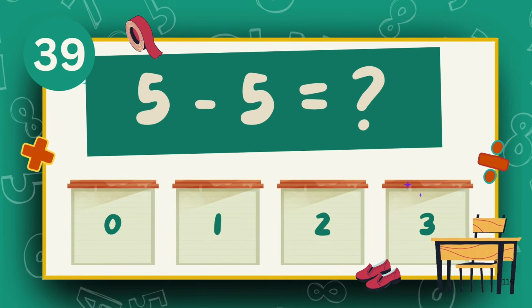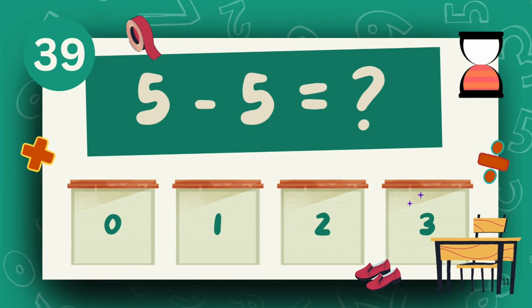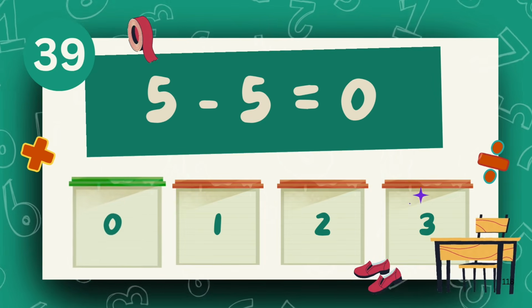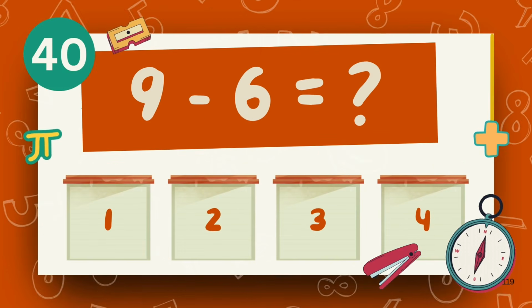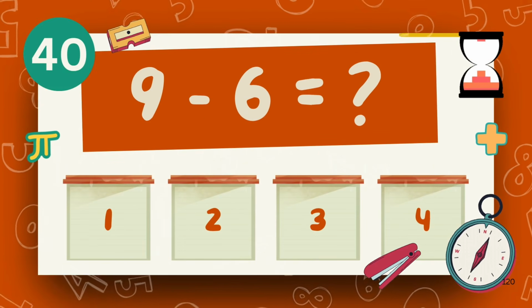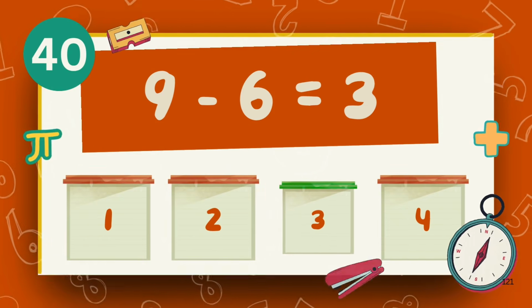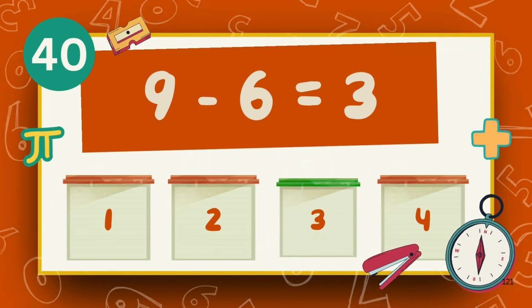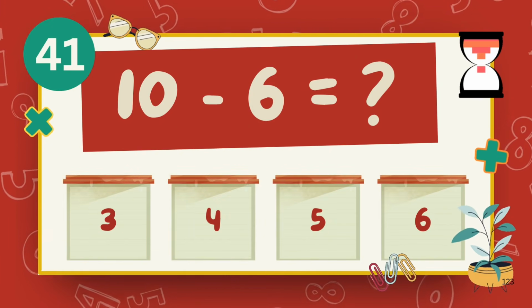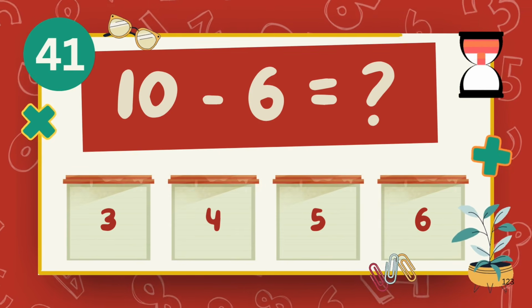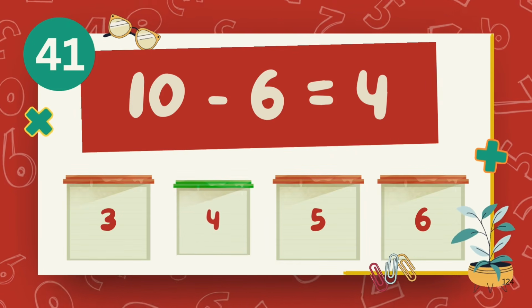What is 5 minus 5? The answer is 0. What is 9 minus 6? The answer is 3. What is 10 minus 6? The answer is 4.